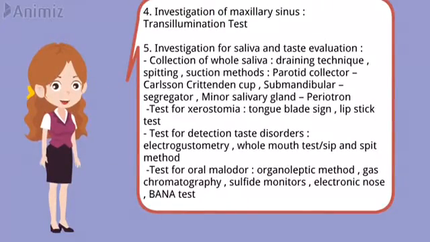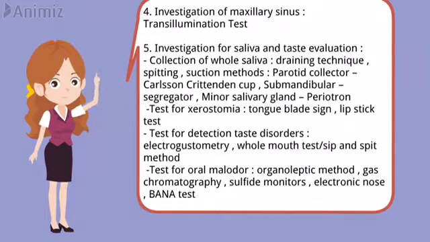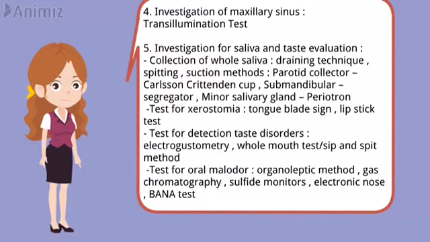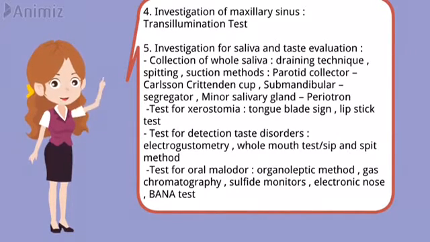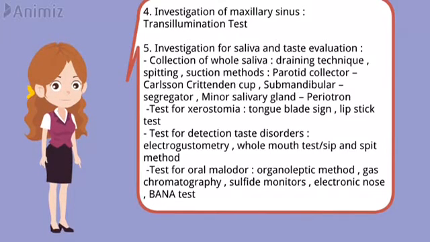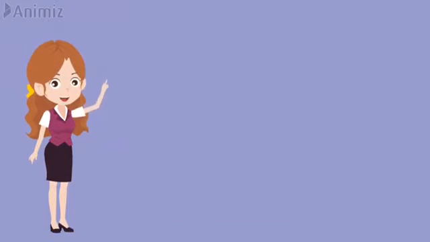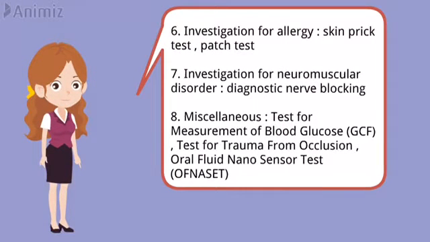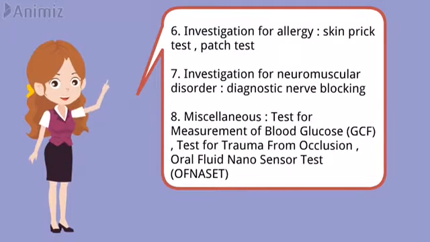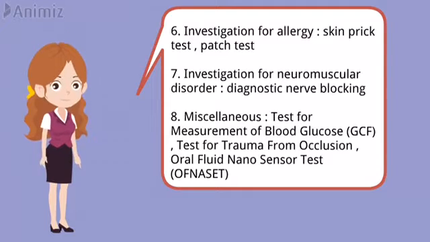The investigation of the maxillary sinus is the transillumination test. The investigations for saliva and taste evaluation are collection of whole saliva, test for xerostomia, test for detection of taste disorder, and test for oral malodor. Investigation for allergy: skin prick test, patch test. Investigation for neuromuscular disorder: diagnostic nerve blocking, and miscellaneous.